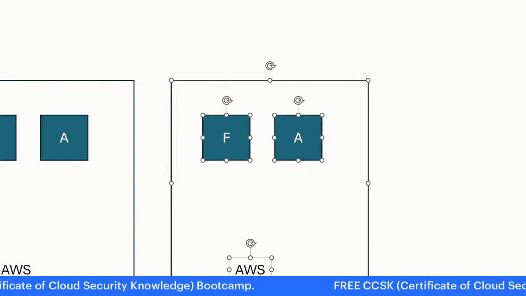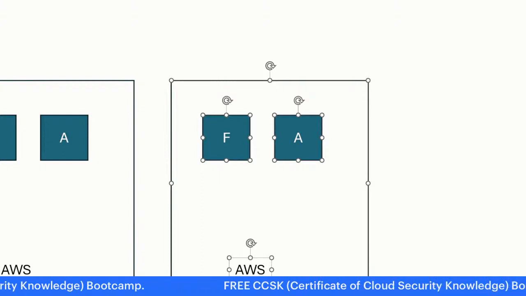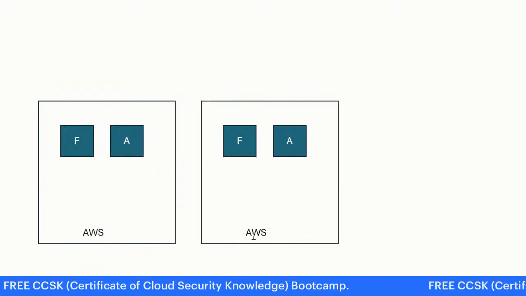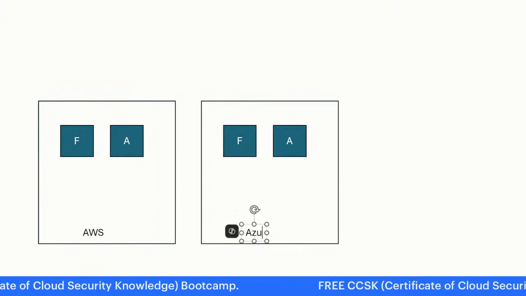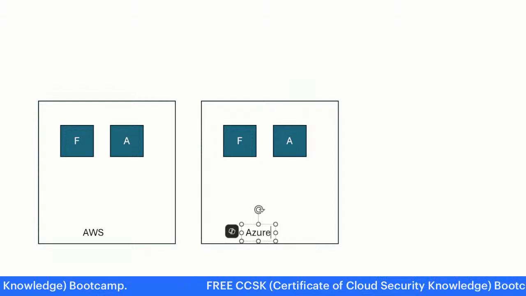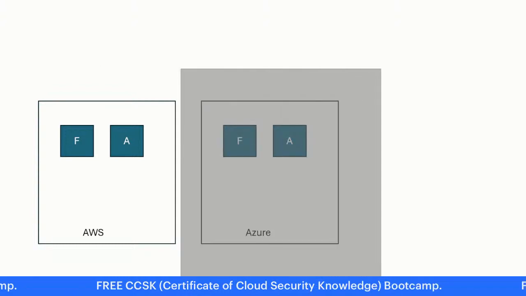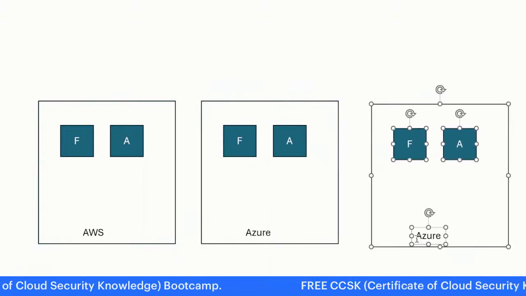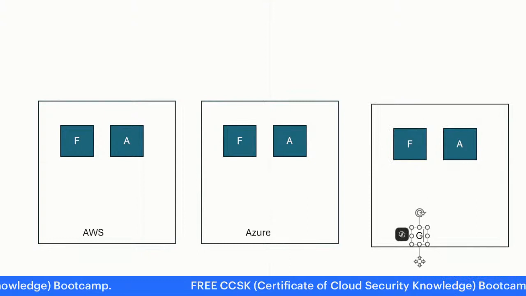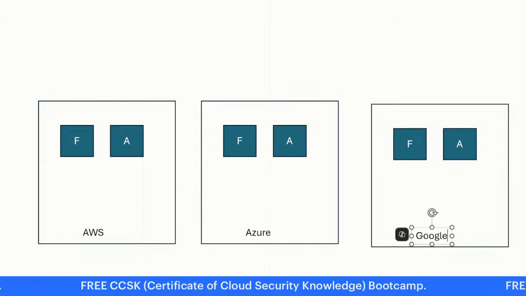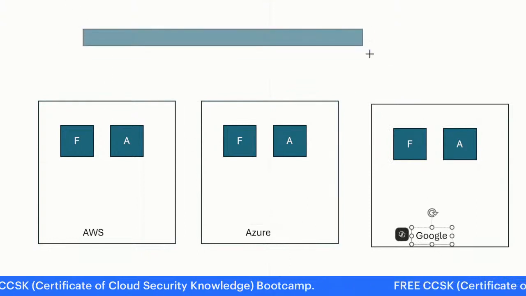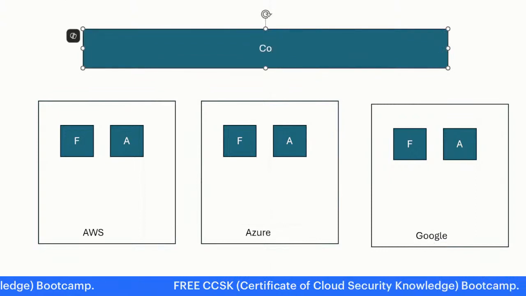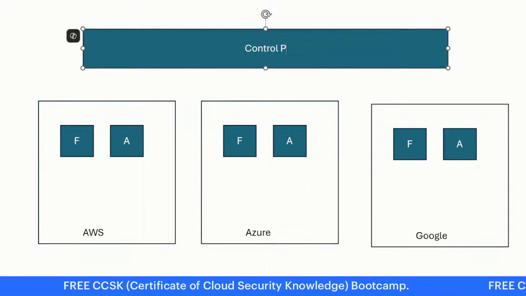Bear with me. Let me go fix my screen. Somehow I zoomed in to see something. So now we have AWS, this will be Azure, and while we're at it, let's make this one Google. The control plane is responsible for a lot of things. I'm going to put the control plane up here for right now. It's not actually there, but I'm putting it here just to illustrate it, and then we'll talk about our options.